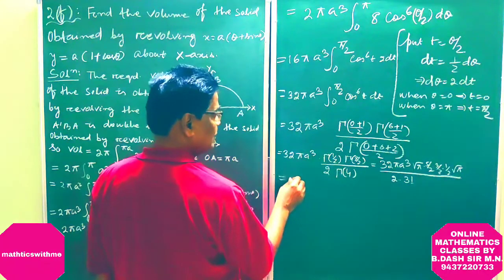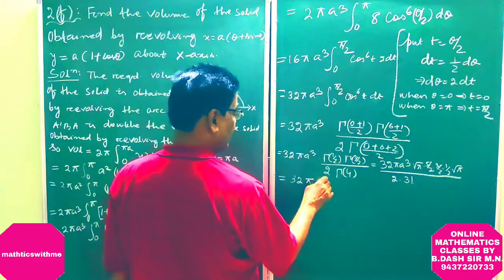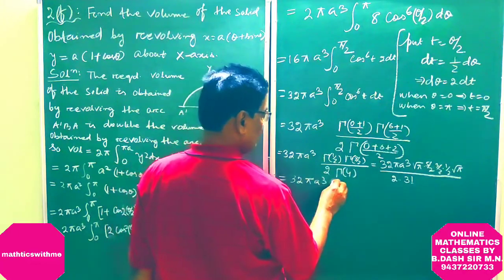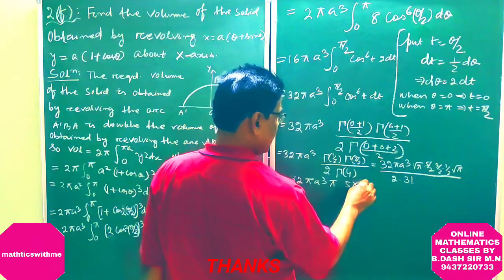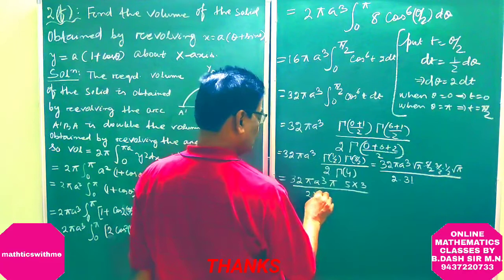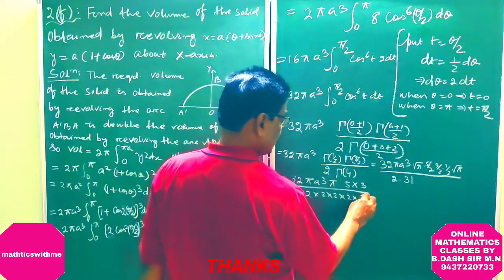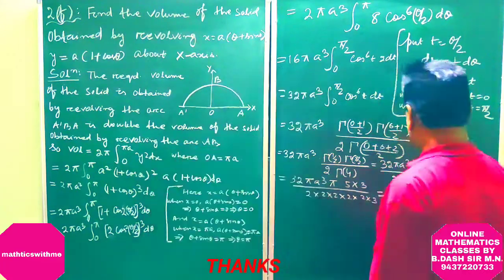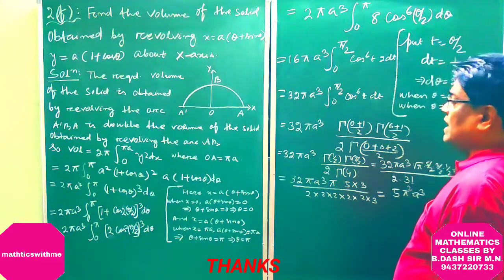This is equal to 32πa³, this is π times 5 into 3, divided by 2 into 2 into 2 into 2, where 3 factorial is 2 into 3. This is equal to 5π²a³, which is the answer.